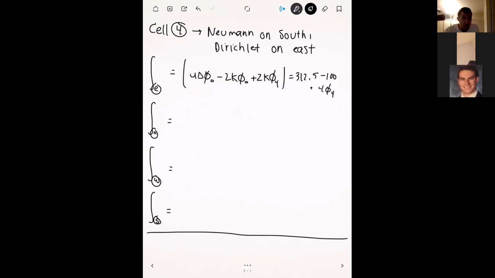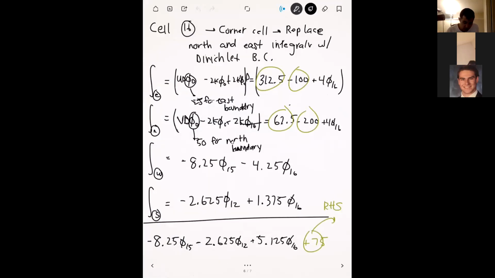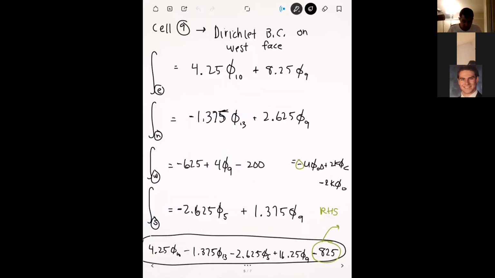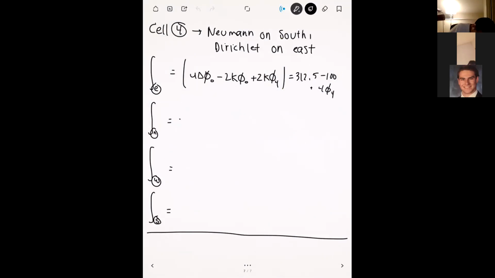And so for the north integral here, we have just our usual case. I think I have to go back a couple to see what the coefficients are. Right. And so we have a minus 1.375 and a positive 2.625. Okay. Minus 1.375 times the north neighbor. North neighbor for cell 4 is cell 8. Okay. Plus 2.625 phi 4. Now let's do the west integral. And so the coefficients for the west integral are a minus 8.25 and a minus 4.25. Okay, west neighbor for cell 4 is cell 3, minus 4.25, cell 4 for phi sub c.